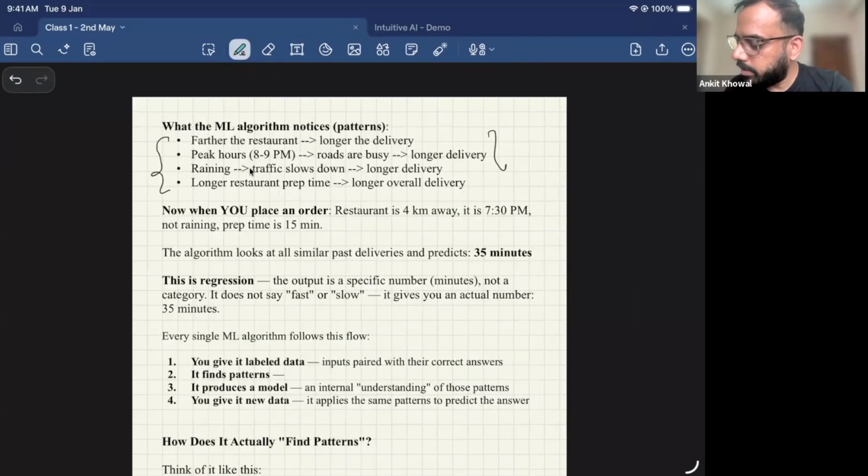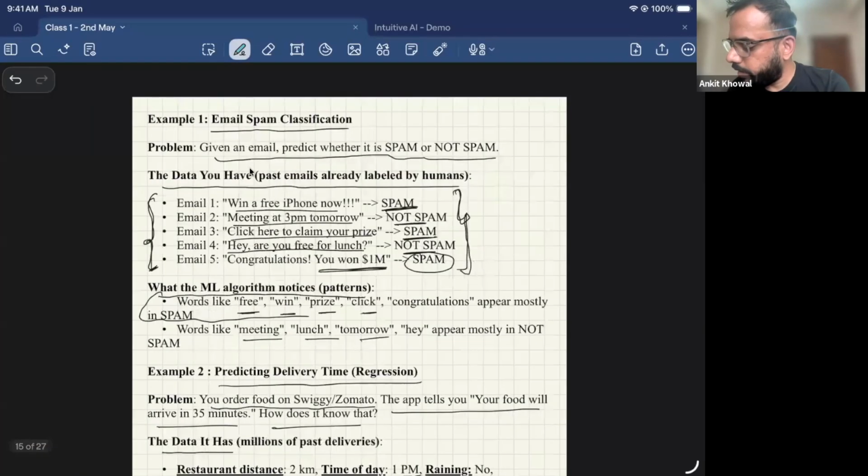Okay. What are these patterns? The farther the restaurant, the longer the delivery time. If there are peak hours, 8 to 9, the roads will be busy, so a longer delivery time, right? If it's raining, traffic slows down, so longer delivery time. Longer restaurant prep time, longer overall delivery. So it will learn these patterns from the past data that we provided it over here, right?